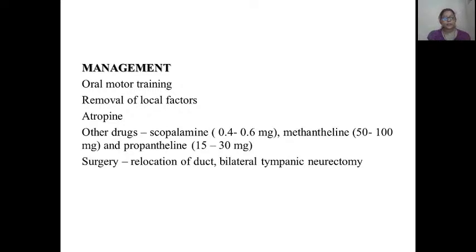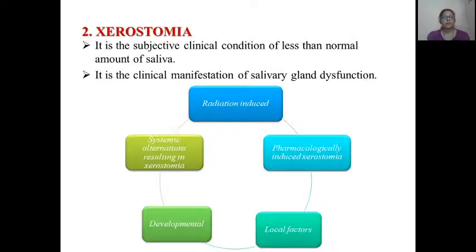We can prescribe atropine. Various other drugs are scopolamine 0.4 to 0.6 milligram, methantheline 50 to 100 milligram, and propantheline 15 to 30 milligram. Surgery: we can relocate the duct, and we can also perform bilateral tympanic neurectomy, where we cut the nerve partially or completely. The second functional disorder is xerostomia.